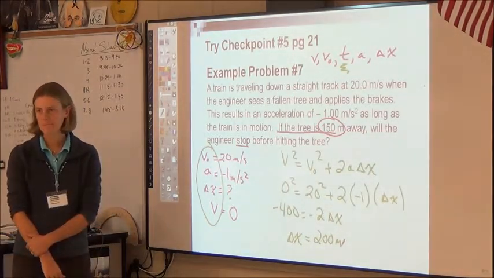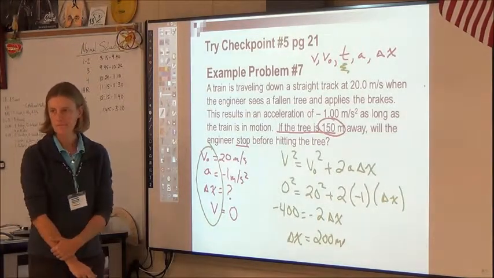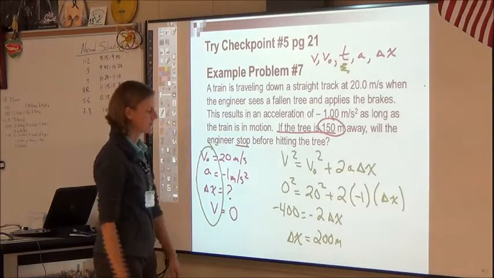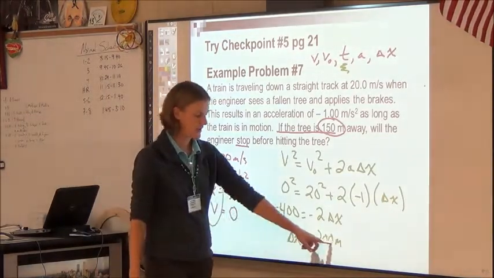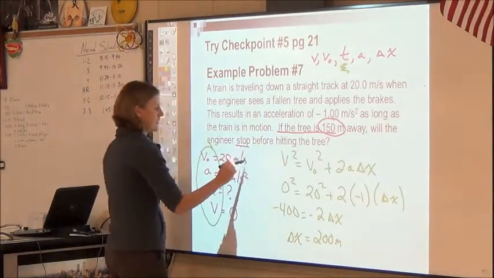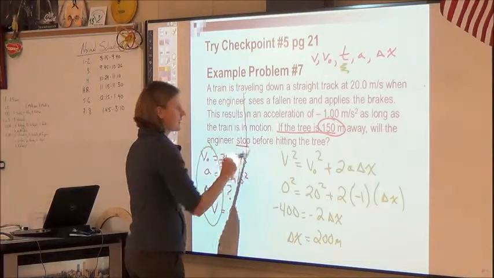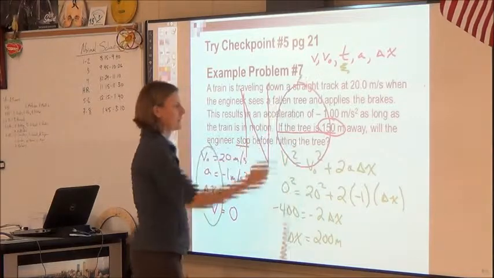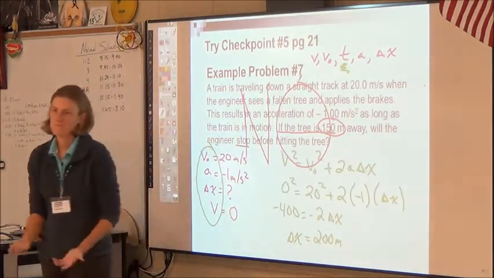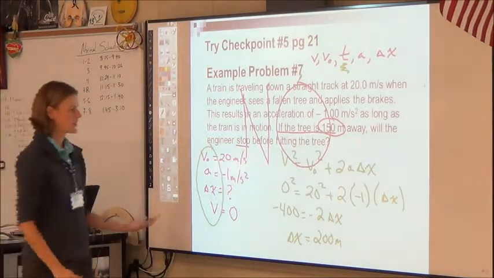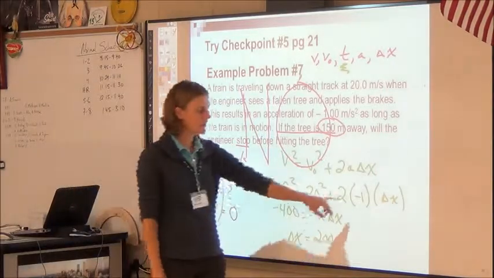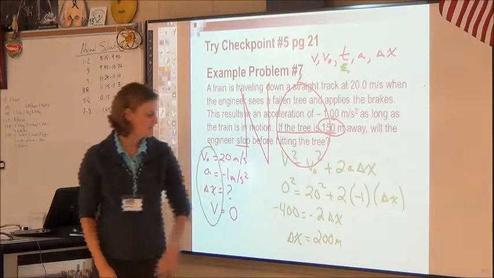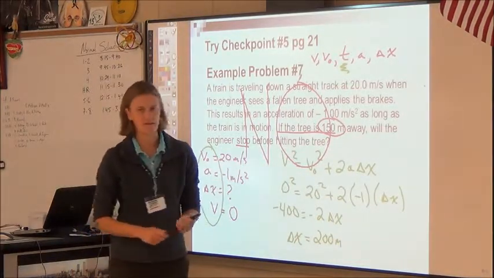So do we make it? No, we hit the tree. If we were going to slow down at that rate, we would only stop at 200 meters. And follow your signs. Acceleration was negative, so we had to plug in a negative acceleration here. Of course, that canceled out. It wouldn't make sense if we ended up with a negative displacement.